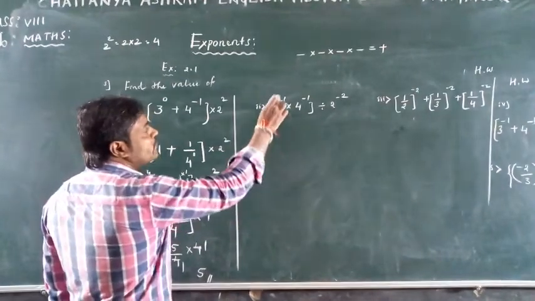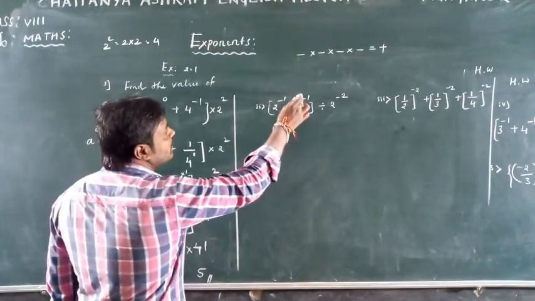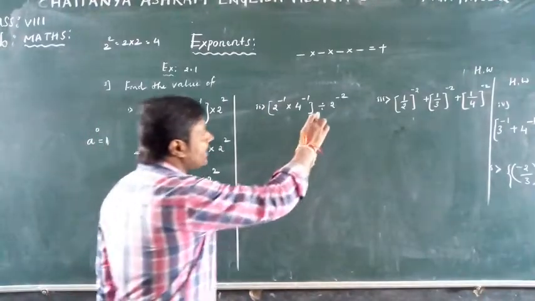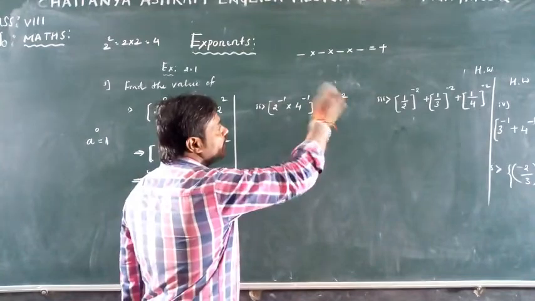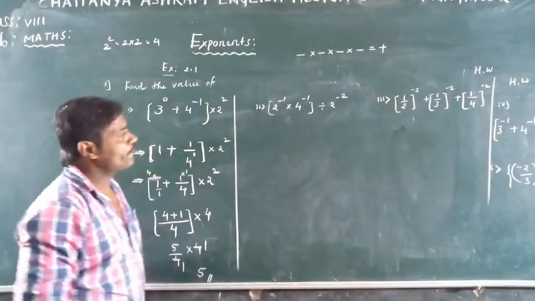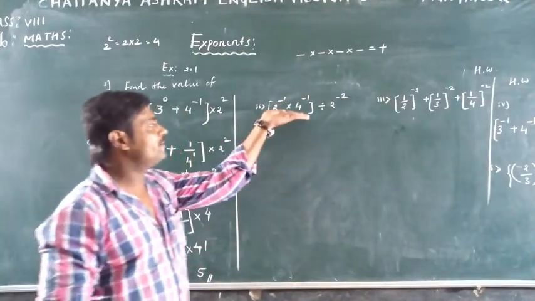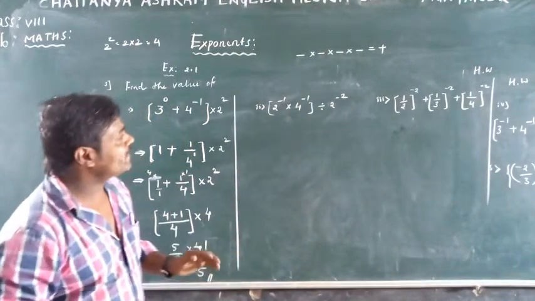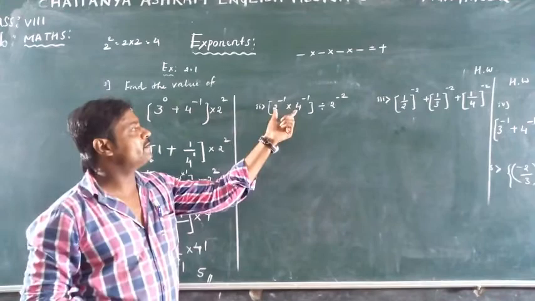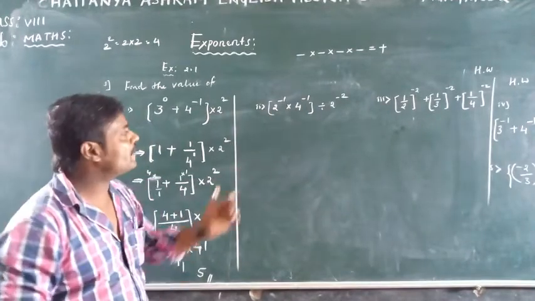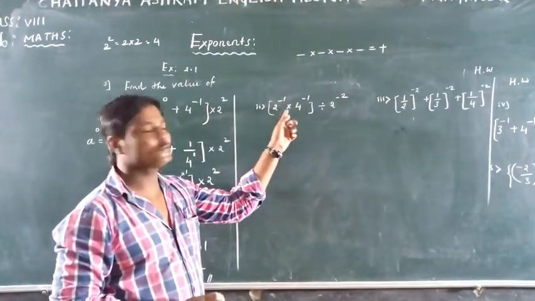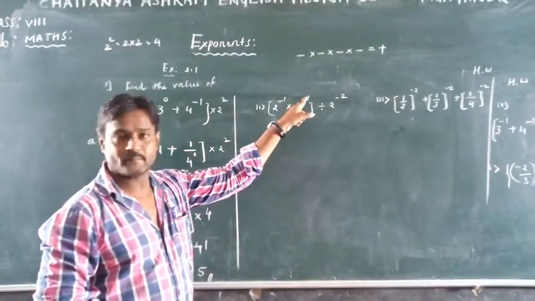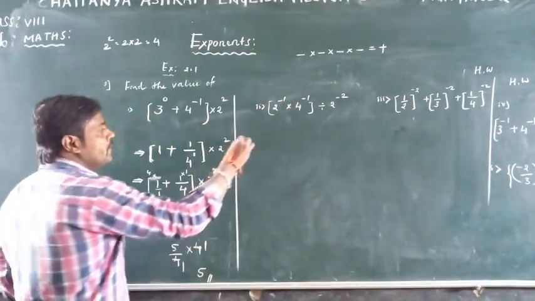So 2 raised to the power minus 1 into 4 raised to the power minus 1, bracket complete, divided by 2 raised to the power minus 2. Before dividing, to simplify the product of these two exponents, check which law helps us multiply them. These two exponents have different bases, same power. That is the fourth law. What does it state?